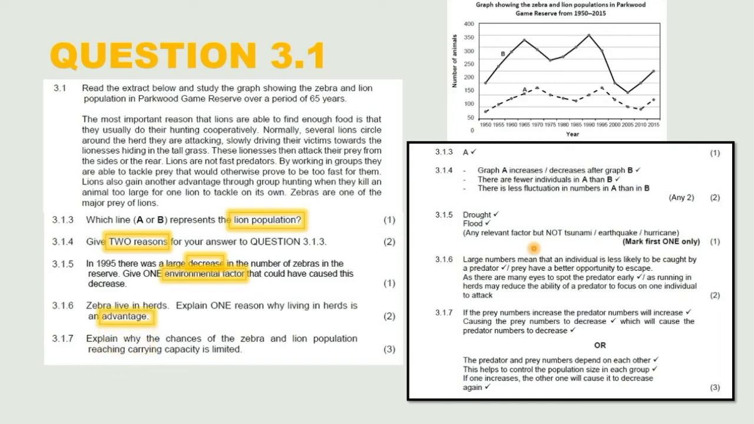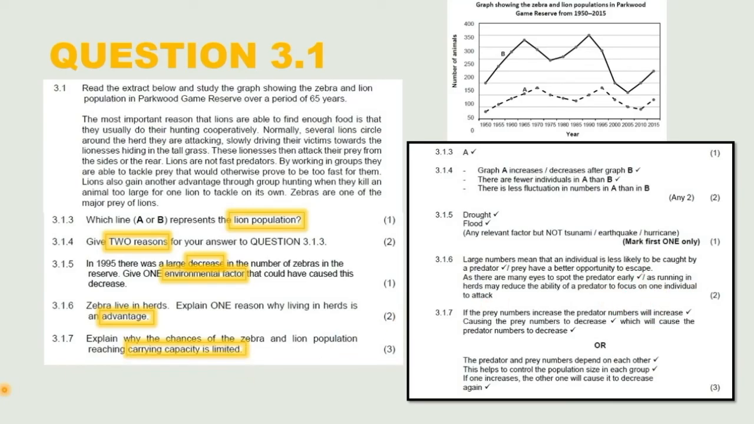3.1.6. Zebras live in a herd. Explain one reason why living in a herd is an advantage. Living in large numbers means that individuals are less likely to get caught by predators, as there are many eyes to spot predators, and running in a herd may reduce the ability of predators to focus only on one individual.